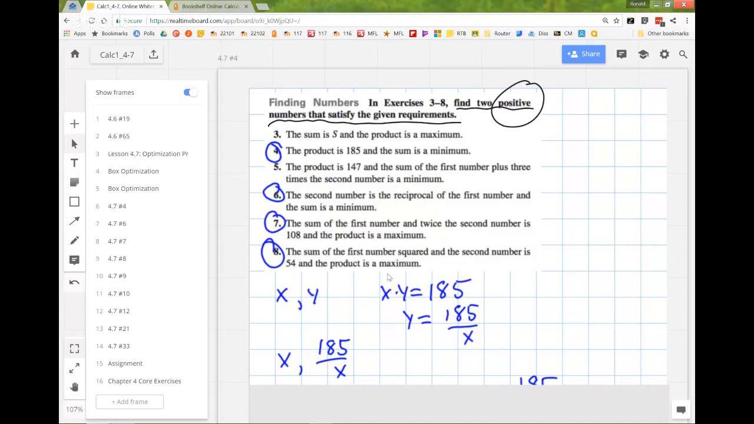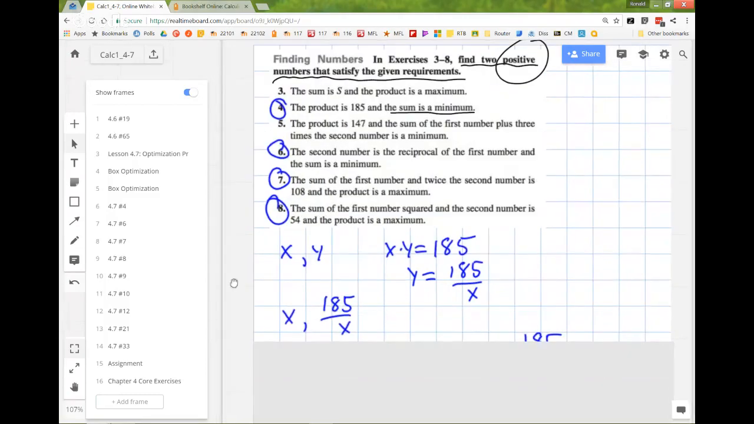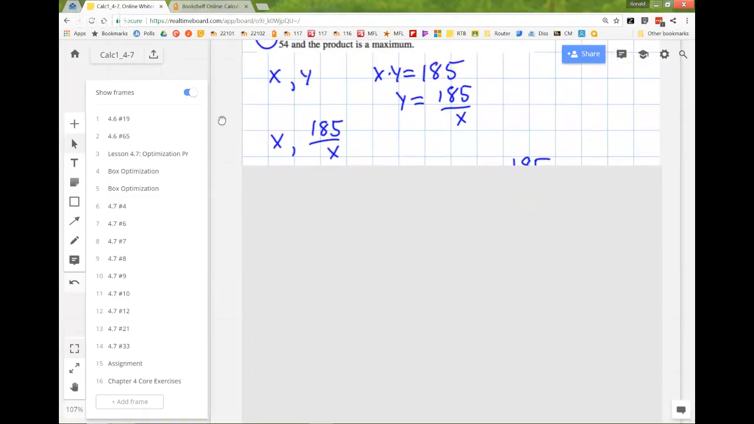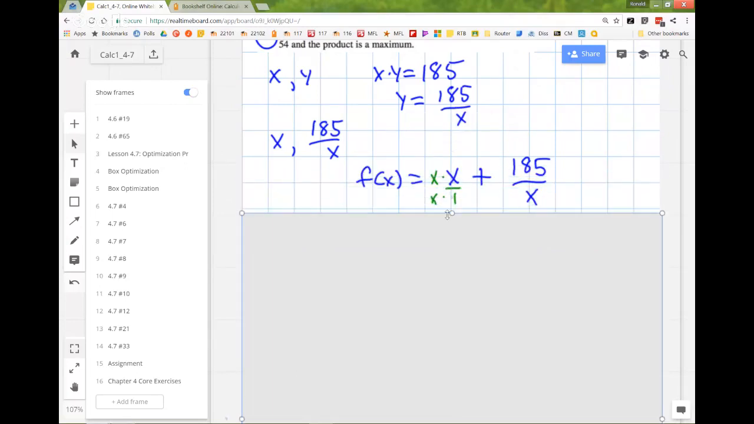Now let's go back, and what's the problem asking us to find? The second part of that is the sum is a minimum. So we need to add these 2 together and then do the calculus. So there's our 2 numbers, x and 185 over x. So let's first add them together. So in blue, x plus 185 over x.